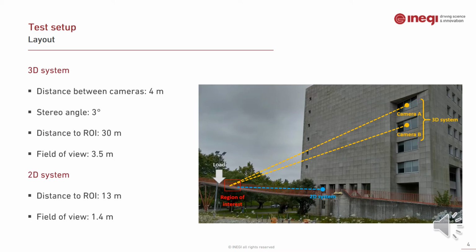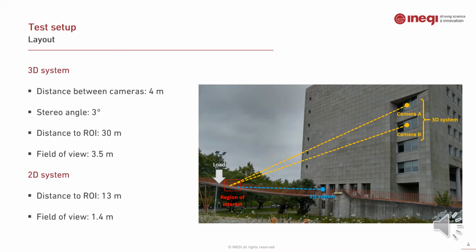The setup of the system was heavily conditioned by the layout of the structures themselves, especially by the locations of the windows on the face of the building which is facing the bridge. The 3D system was set up on the highest large windows available, with cameras at a distance of 4 meters on adjacent floors. The stereo angle was only 3 degrees, which is quite low for what's usually ideally practiced in DIC, but we were conditioned, like I said, by the locations of the windows.